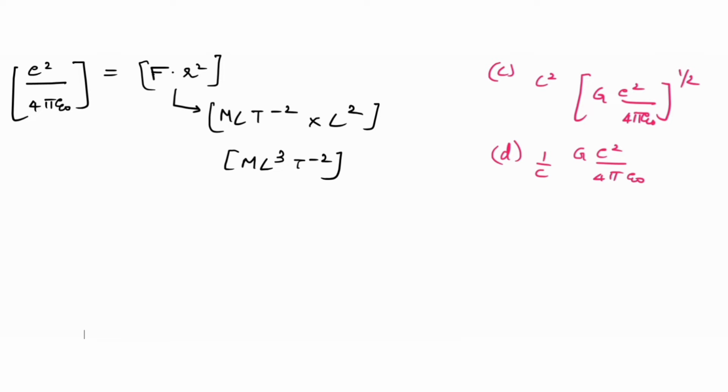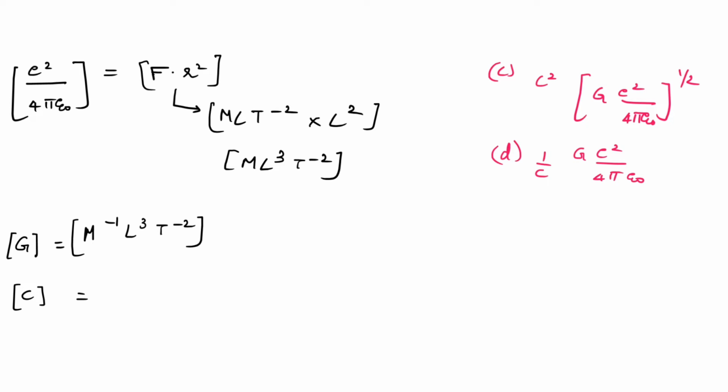Okay, so on solving this, you get this e square by 4 pi epsilon naught's dimension as ML cube T power minus 2. Then similarly, you can find the dimensions of the gravitational constant. I told you, you can use F is equal to G m1 m2 by r square and find the dimensions of G. So what do we get? As we discussed in the previous questions, we get M power minus 1 L cube T power minus 2. And again, the dimensions of c is nothing but velocity, so it is L T power minus 1.